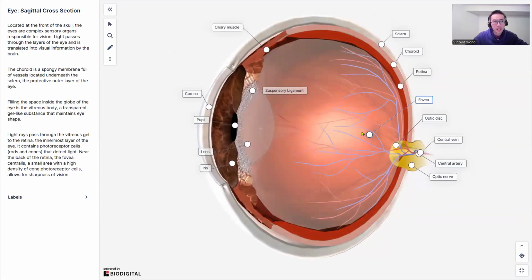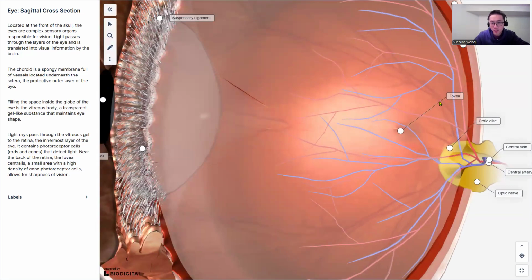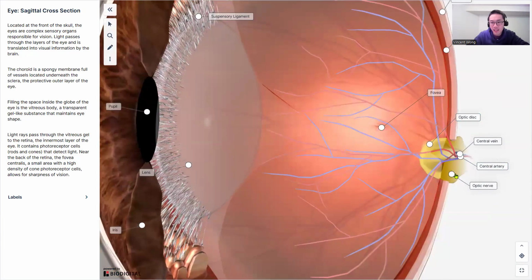Fovea is right here. I don't know if you guys go to the eye doctor regularly, but if you do, they sometimes will take a picture of your eye, right? And next time if you do that, you can ask them to show you the picture. And on the picture, you will be able to see your own fovea as well as the optic disc, which is the blind spot, right?